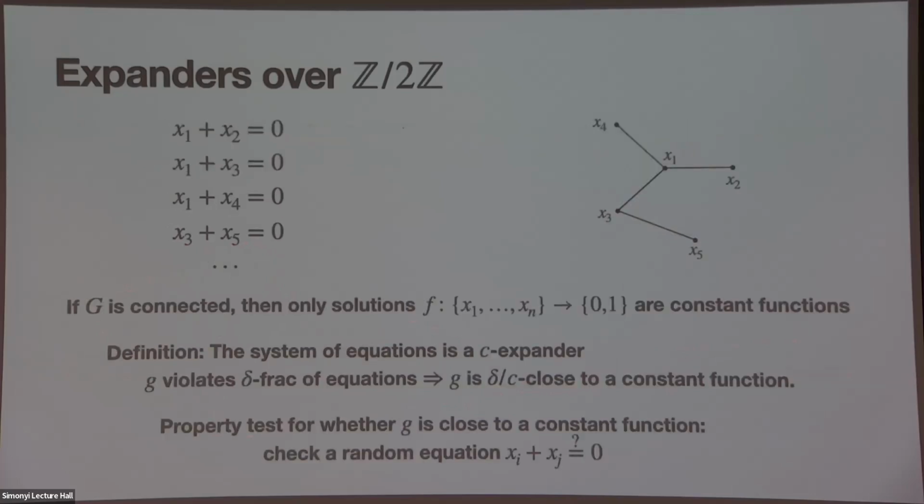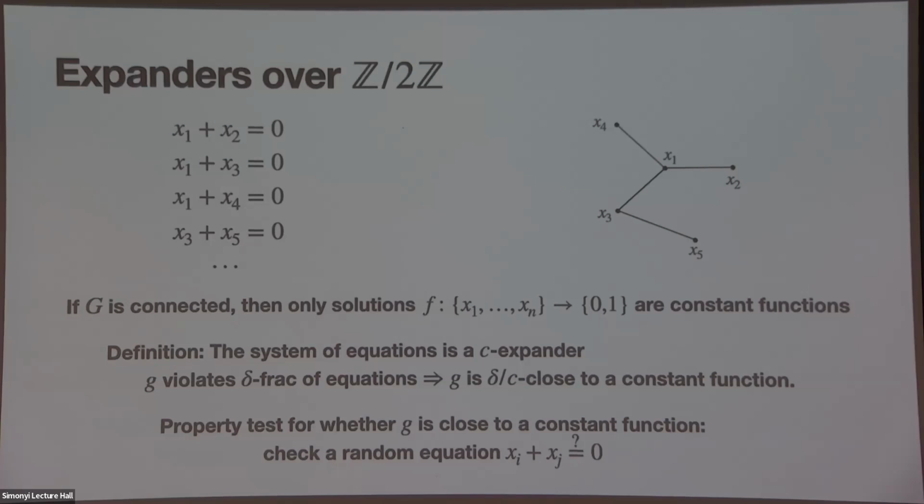Okay, so using this, we can already define what an expander is. The definition is the following. We say the system of equations, or equivalently the graph, is a C-expander if for any g that's an assignment to these variables, if it violates a delta fraction of the equations, then this g is delta over C close to being a constant function. By the way, this is a property of the equation system, so it should hold for all g assignments to x1 through xn.